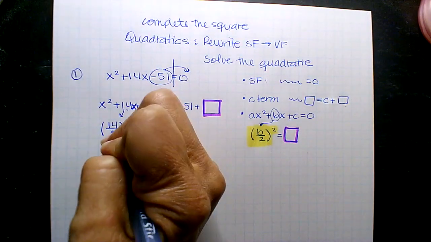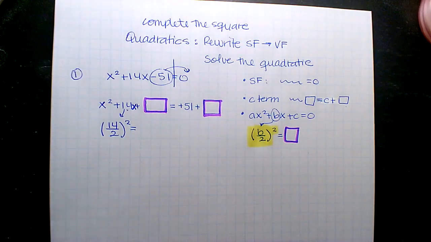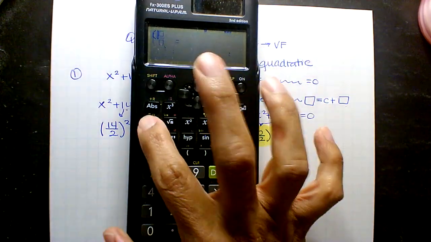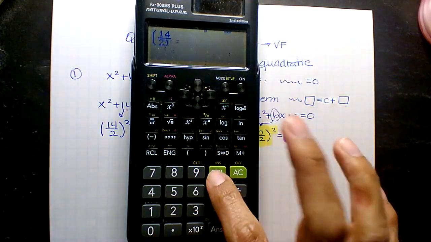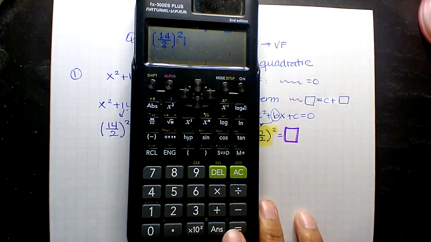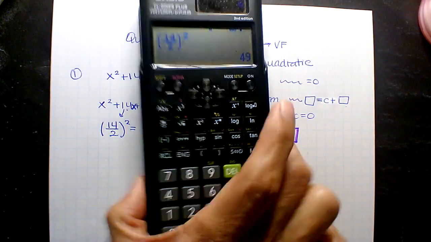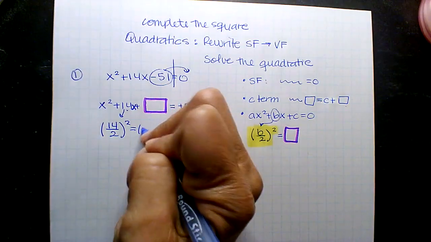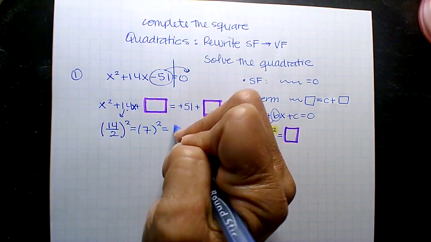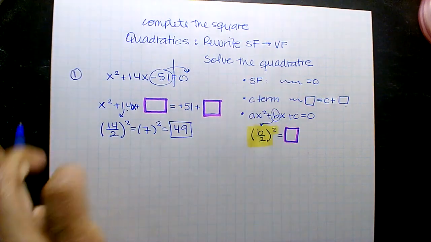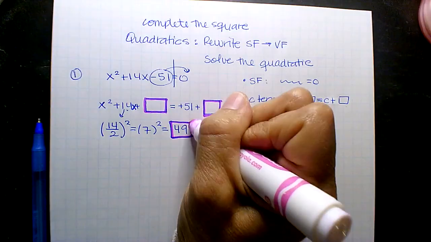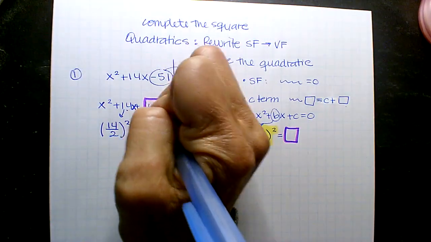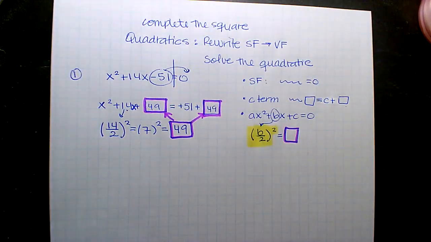I'm going to ask you to solve it in two steps. I know you can throw it into a calculator, hit equal, and say, oh, I have 49. Yes, but I want you to do it in two steps. So 14 divided by 2 is 7. 7 squared is 49. That's the box number that I'm going to fill into the space savers here and here. So 49 is now going to go into this and this.